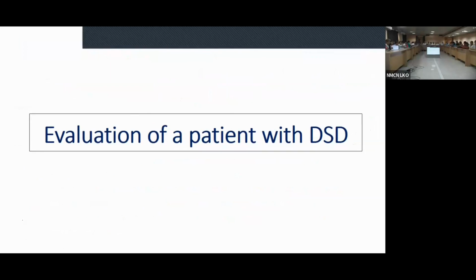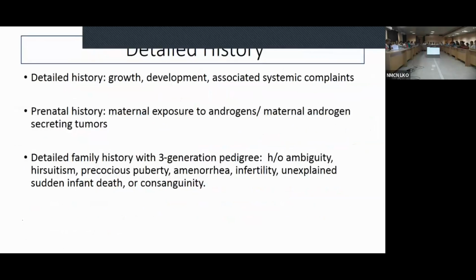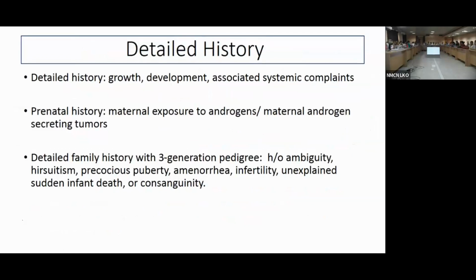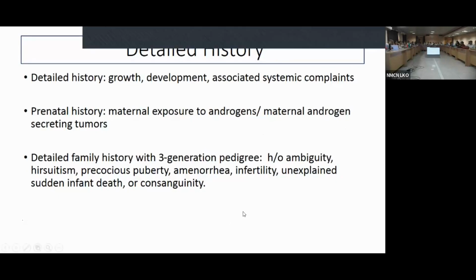Okay. So now I'll just take you through this evaluation of a patient with DSD. First and foremost, always, as for all our clinical cases, a detailed history of growth, development, associated systemic complaints, prenatal history. So if a newborn is there with ambiguity, you have to ask for history suggestive of maternal exposure to androgens, any maternal androgen secreting tumors, then a detailed family history with a 3-generation pedigree, history of genital ambiguity in the family, hirsutism, precocious puberty, amenorrhea, infertility, unexplained sudden infant death, or consanguinity, because consanguinity does increase the risk of many of these rare autosomal recessive disorders. Why unexplained sudden infant death?